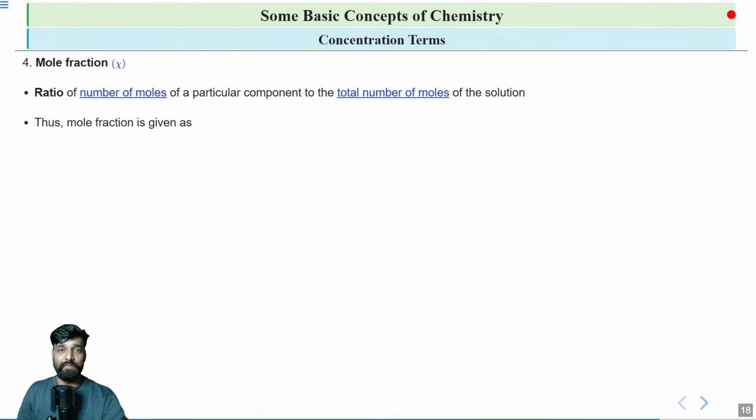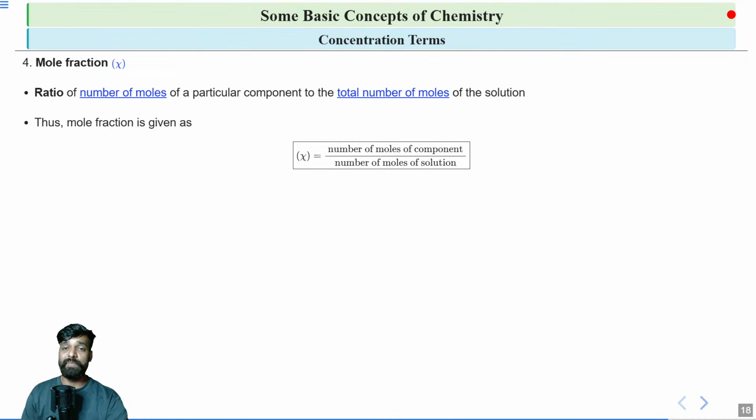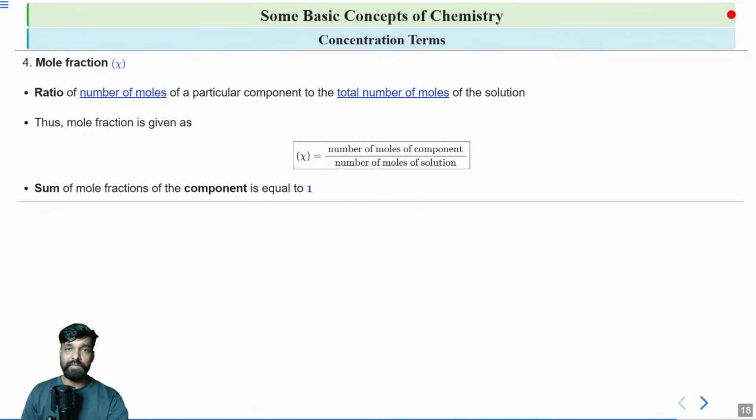Now what about the mole fraction formula? It is calculated as the number of moles of the component divided by the number of moles of the solution. Now an important conclusion here. If you are taking a solution where there are multiple components, how do you calculate the overall mole fraction? If you add all of them together, you will get 1.